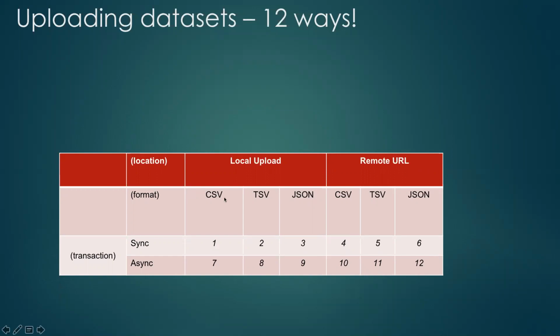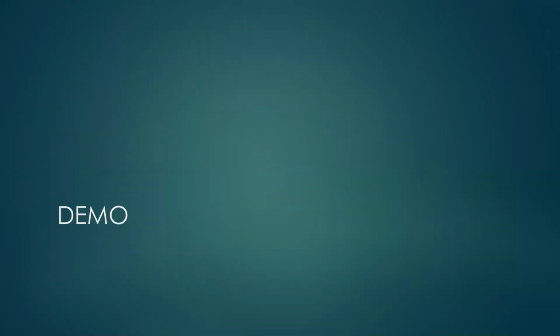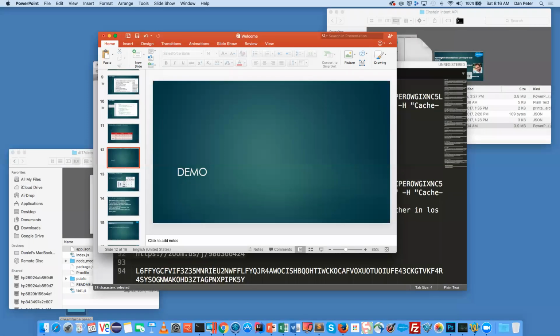Besides that, you have the option of using a CSV, a TSV, or JSON. So what this essentially means is there's 12 ways you can upload a data set, the intersection of all these 12 different ways you can get a data set into Einstein. So with that, I'm going to get into some demos.